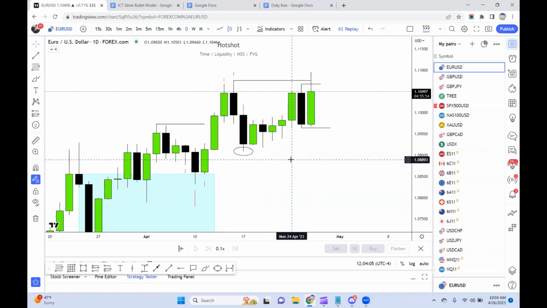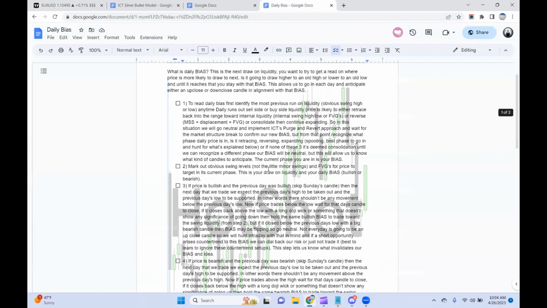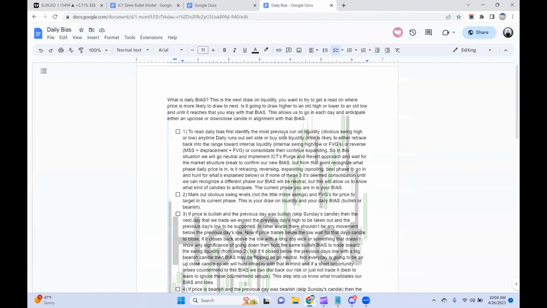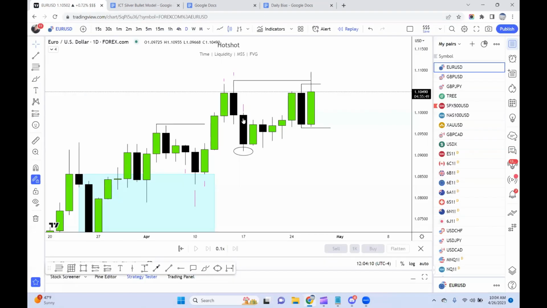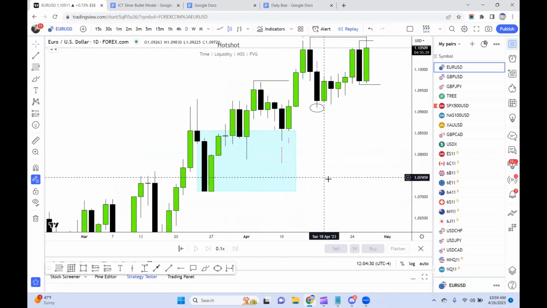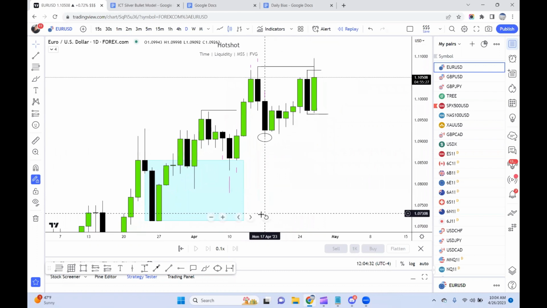Oftentimes, you really want to be hunting in a spooling market, just like how ICT says. The point is to recognize what phase daily price is in. Is it retracing, reversing, expanding, which ICT says is spooling. And this is the best phase to go in and hunt for the next draw on liquidity, the previous day's high or low. So really recognize what phase you are in.